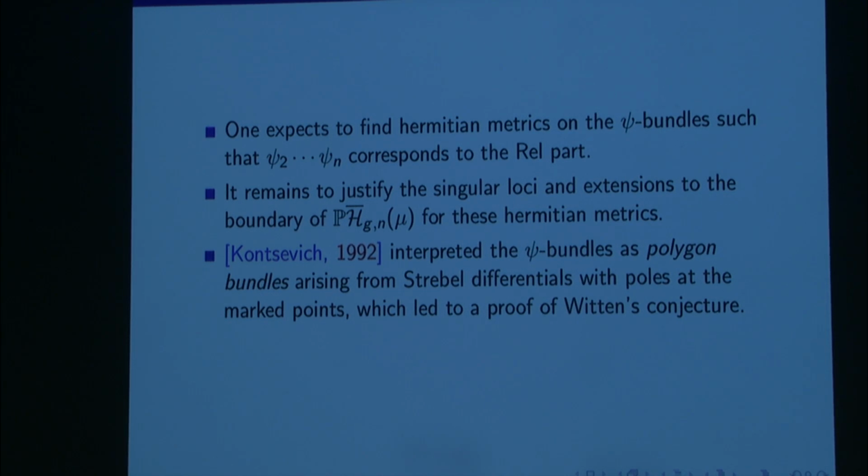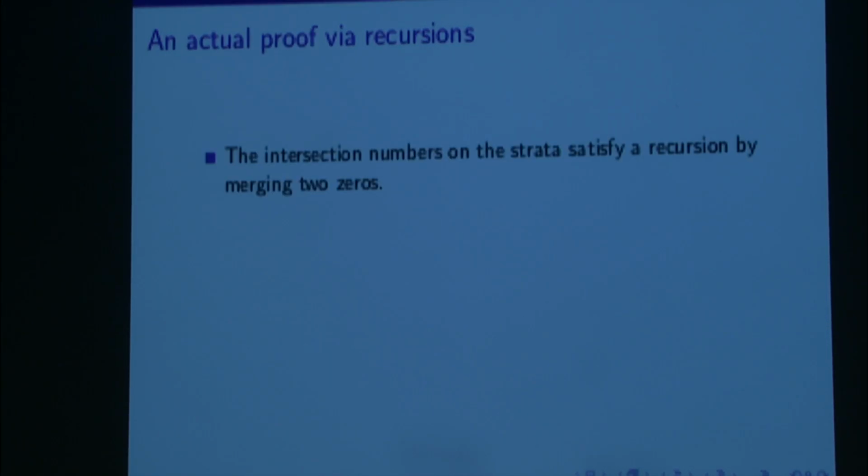Well, in the last minute, let me just say the outline of the actual proof. If this were only heuristic, our paper would be 30 pages shorter, but now it's a 70-page long paper. The actual proof is very indirect. We do it by recursions. We cannot directly say that there are such Hermitian metrics that extend to the boundary and that you can control their boundary behavior. We are working on that, but still not there yet. So the actual proof is by recursions.